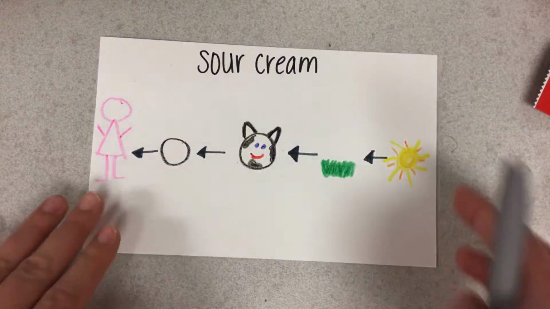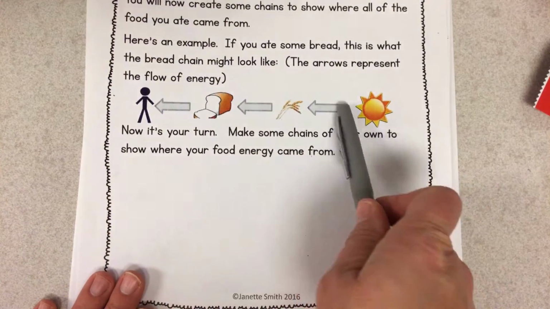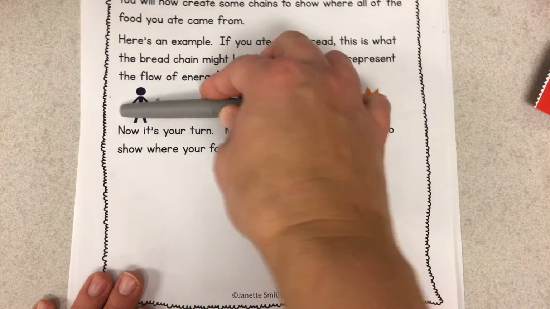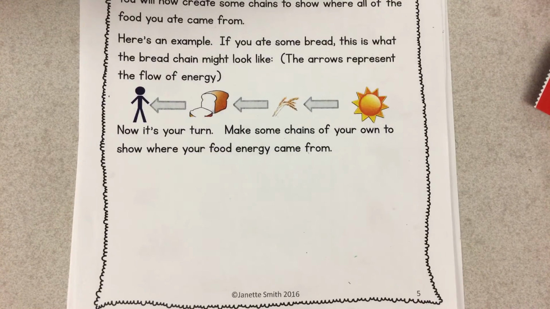Okay, so you guys are going to create your food chain to figure out where your food energy came from. Just remember, your arrows want to go backwards because it has to start with the sun. So if you want, draw all of your pictures first, then draw your arrows going and pointing to the food, to the person.